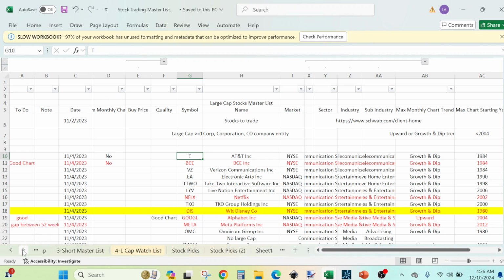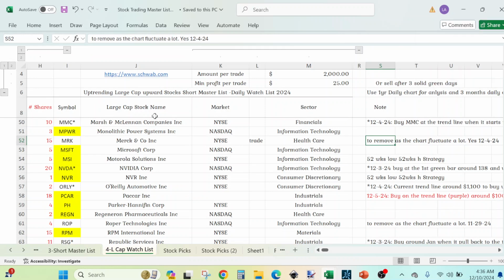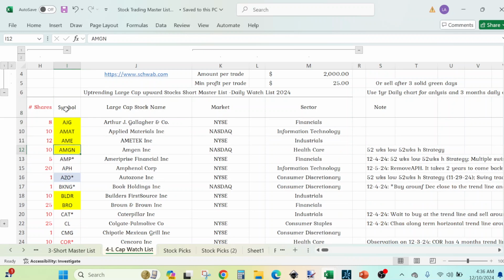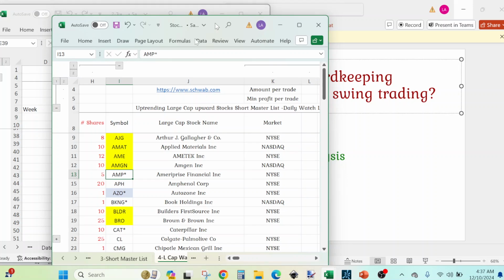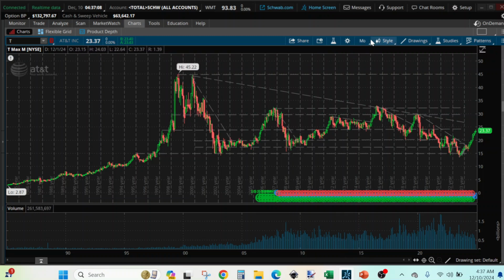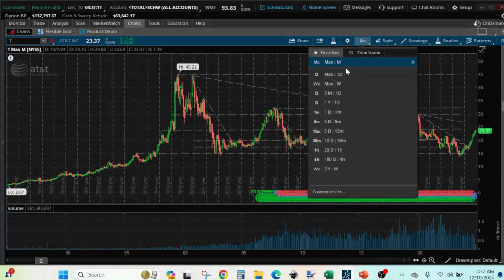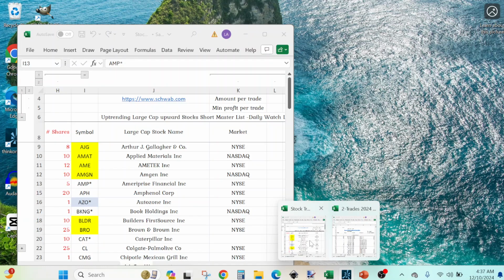We will go to our stock watch list for swing trading, and it is good to have a watch list that you can analyze on a daily basis to pick stocks for swing trading. So we are going to open our stock. We are going to be on the daily chart, whether it is maximum or 1 year daily chart. We are going to choose 1 year daily chart. Let's just double check it and work with it.